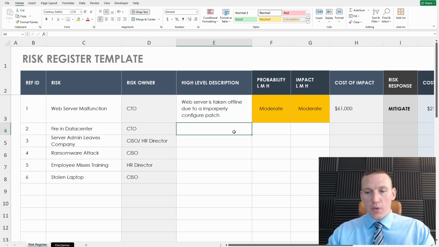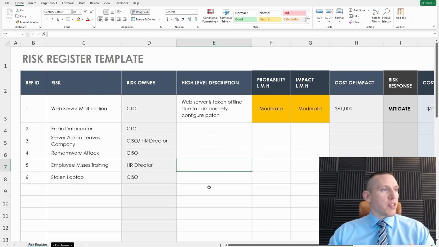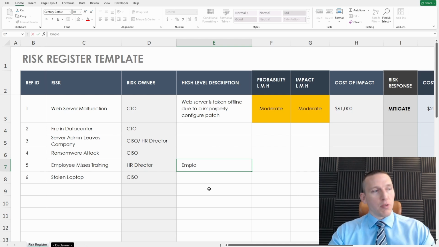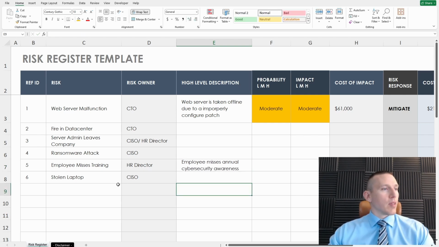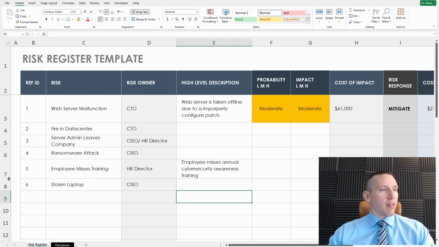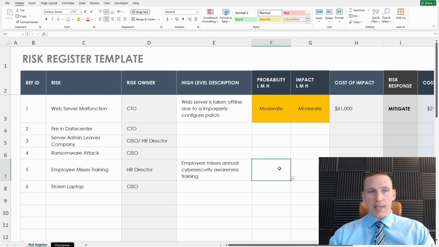But anyway, let's go through. Let's do a couple of these. So next one here, we have a fire in the data center. Let's go ahead and go down to employee misses training. Okay, so employee misses annual cybersecurity awareness training. Okay, now that's going to potentially lead to an increased insider threat.